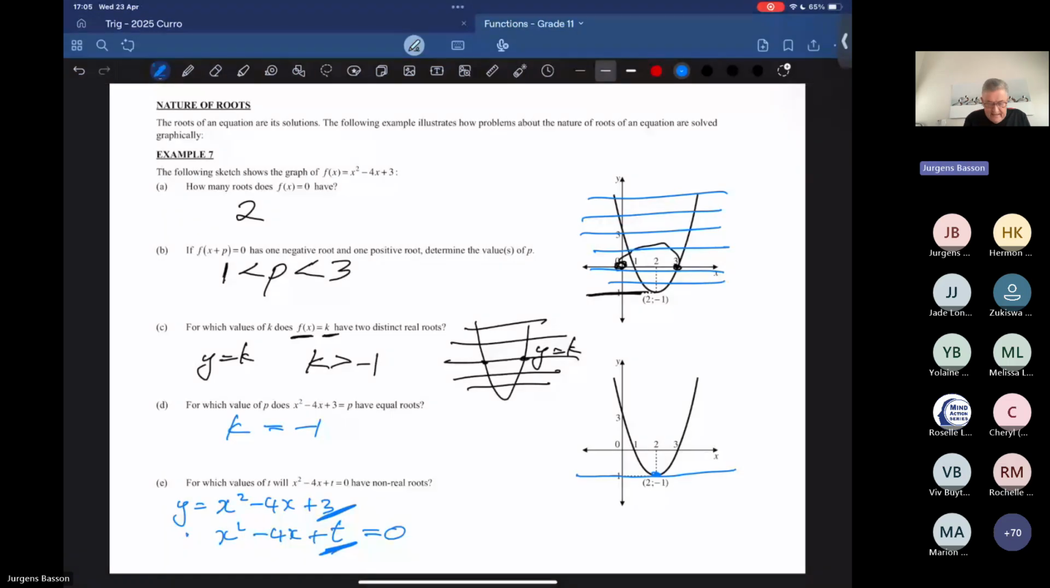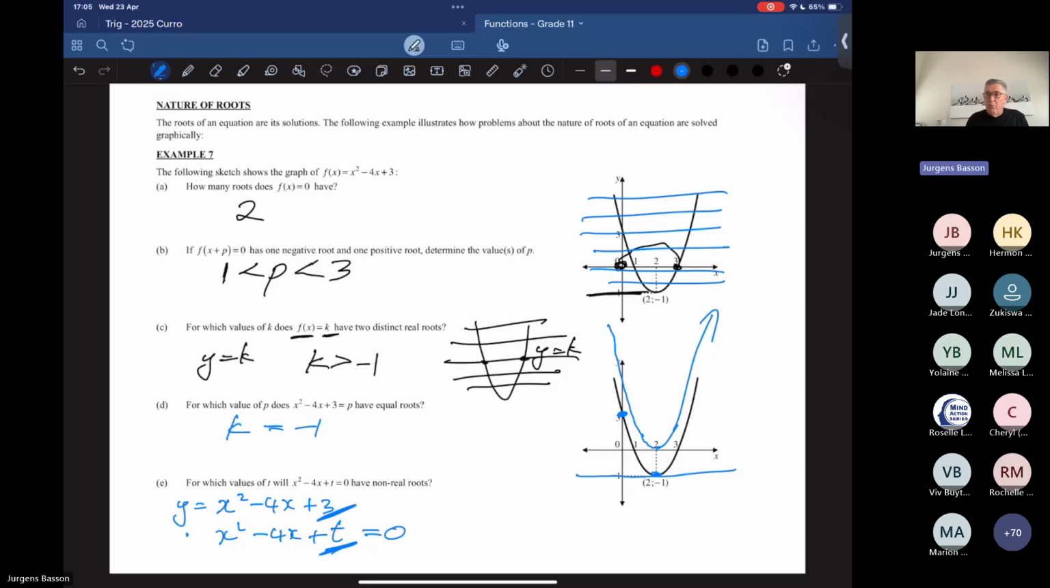So they ask us now, what will happen to the y-intercept if there are no roots? So let's first focus on no roots. What must happen to this parabola so that there are no roots? I hope you agree that this parabola must move just to above the x-axis, not on the x-axis. So if we move it 1 unit up, the roots are equal.